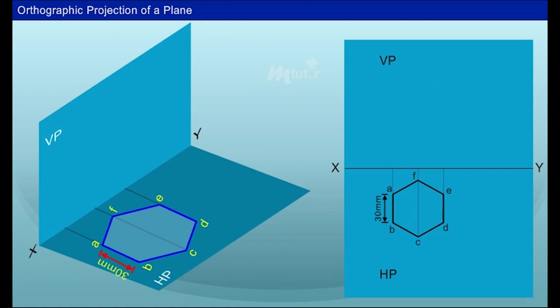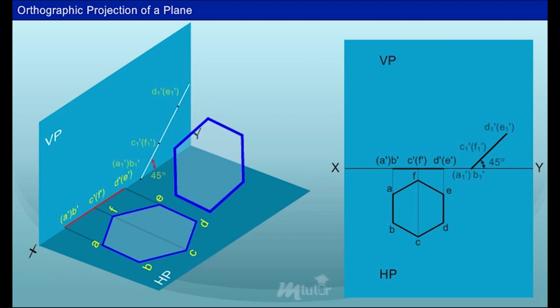Now, the front view is obtained by the projector lines from the hexagon. Since the points A, F, and E are not visible, they are given within a bracket. It is given that the surface is inclined 45° to HP. The angle of inclination will appear in the front view. Draw a line 45° inclined to the HP. The points are marked on the inclined line by measuring the values from the front view.